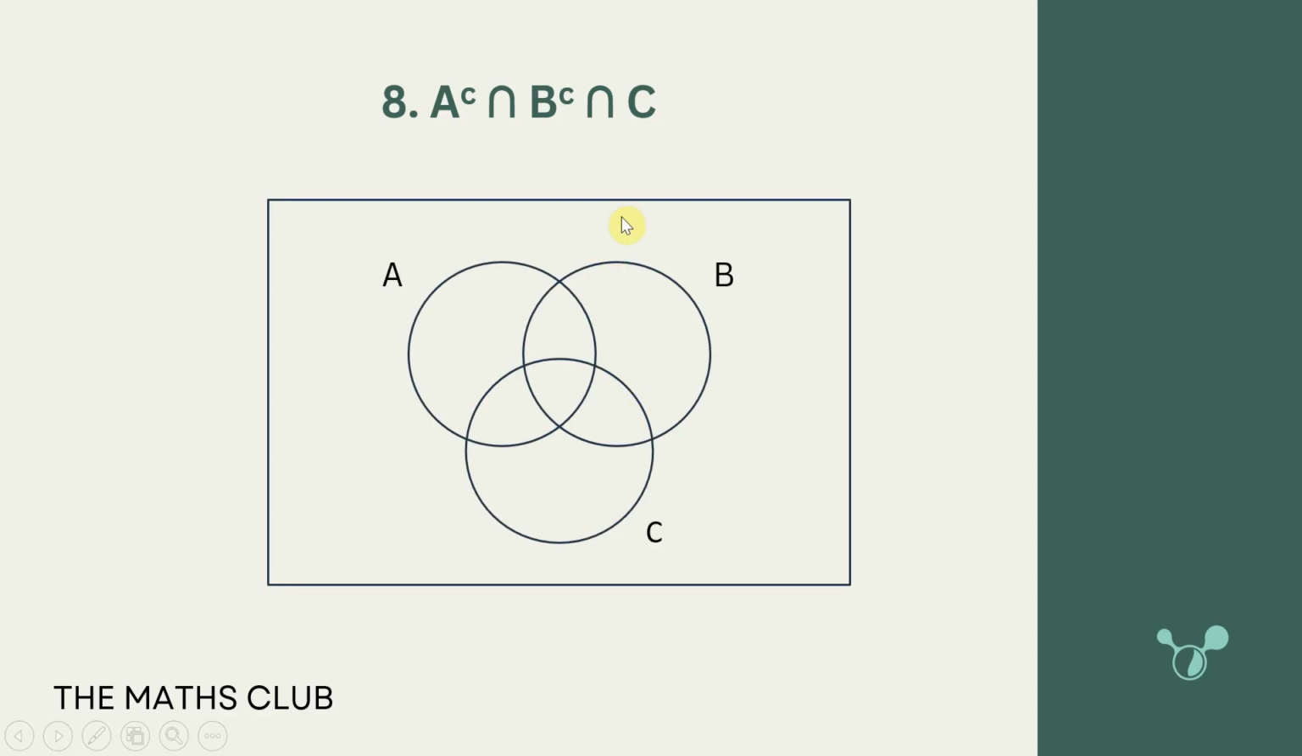You can pause the video and try it out yourself. Welcome back. So this one is saying just shade everything in C, but remove everything that has to do with A and remove everything that has to do with B. So you see that I'll be left with what? C only.